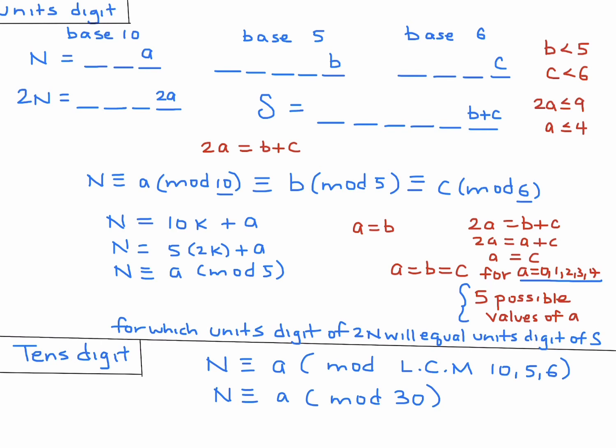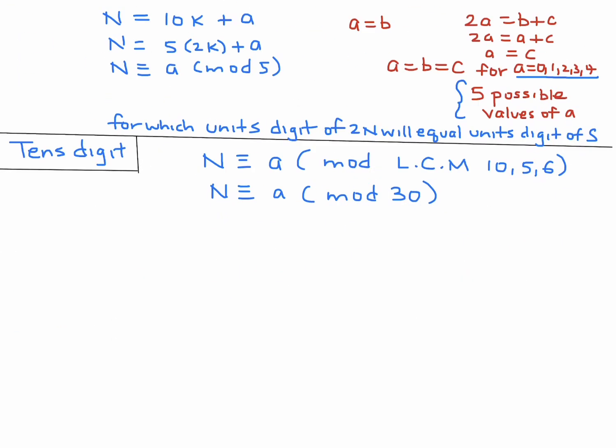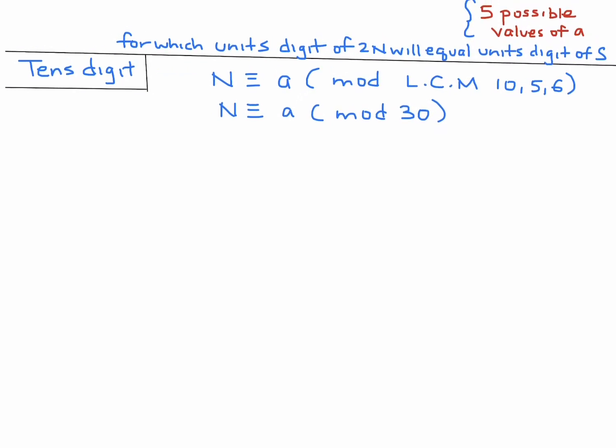So we only have to look at those ones. And if we do, we will be able to get what we're looking for. So n is congruent to a mod 30. If we try a equal to, say, 0, that's the equivalent of 0 mod 30. So those are numbers that are multiples of 30.